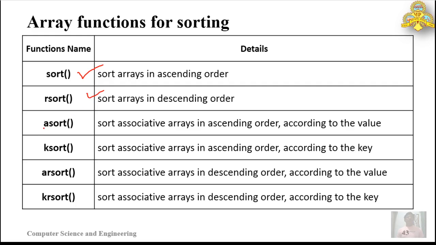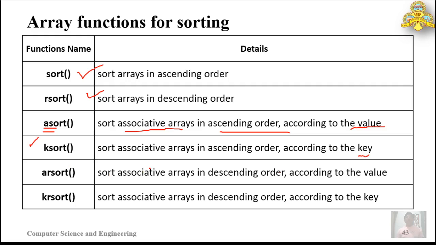And here is the one specially designed for associative arrays. asort sorts associative arrays in ascending order according to the values. That means if the values are numbers, they are arranged in ascending order, and if they are strings, that is characters, then according to their ASCII values they are kept in ascending order. If there is a combination of both, then strings will come first, then numbers will come next. ksort is according to key.